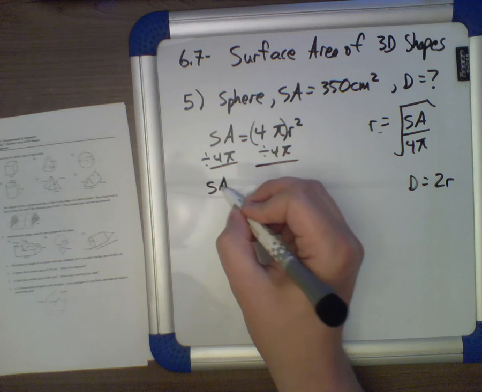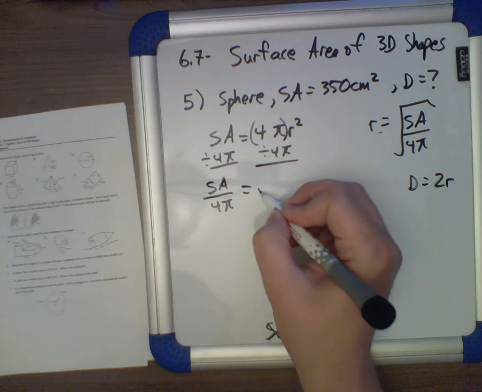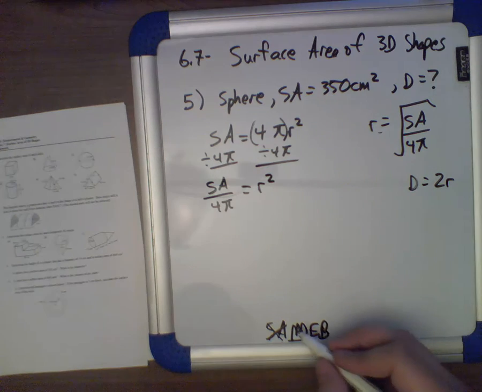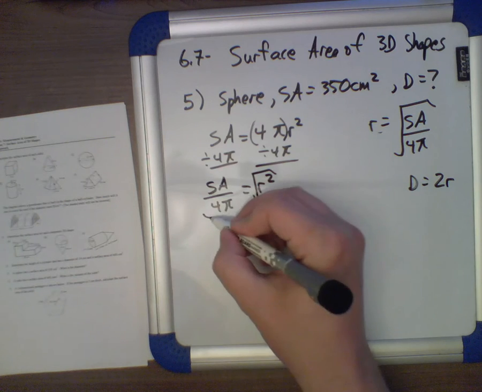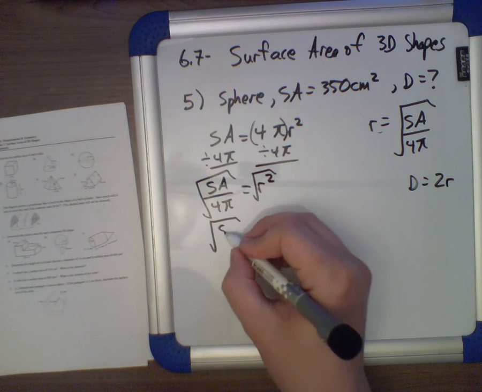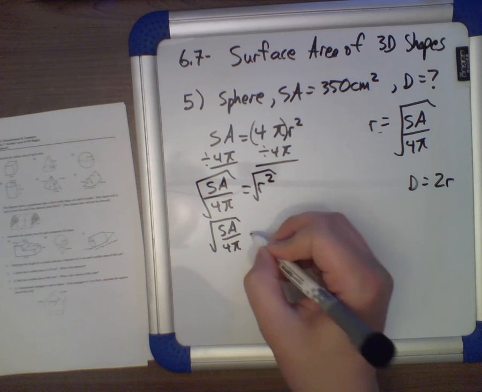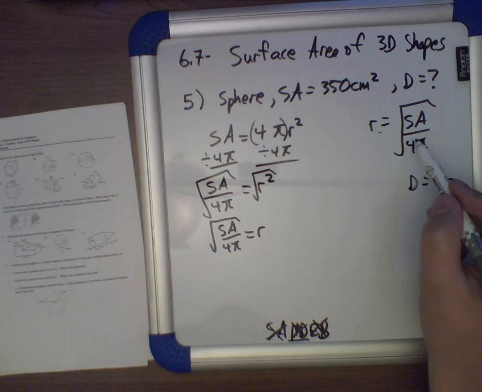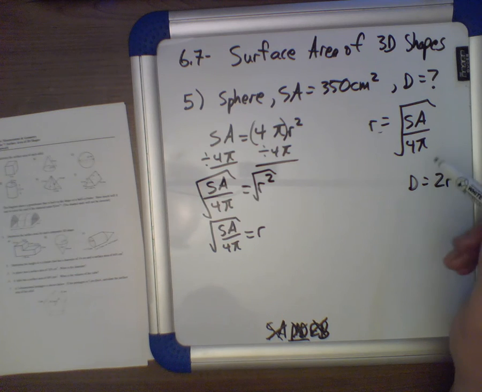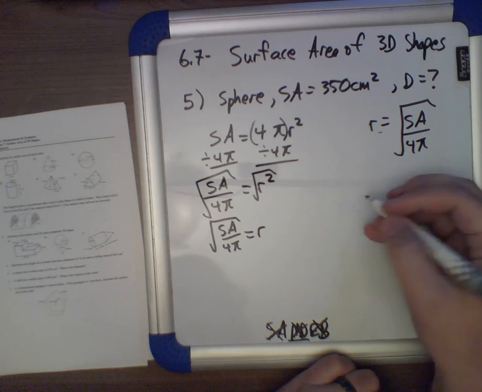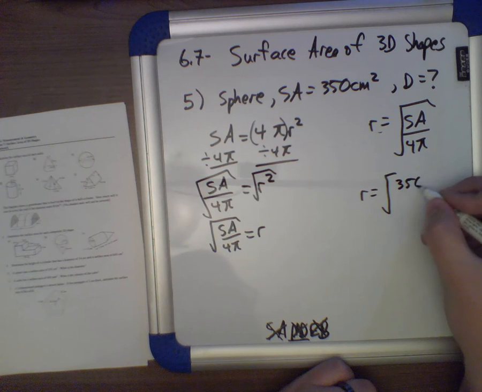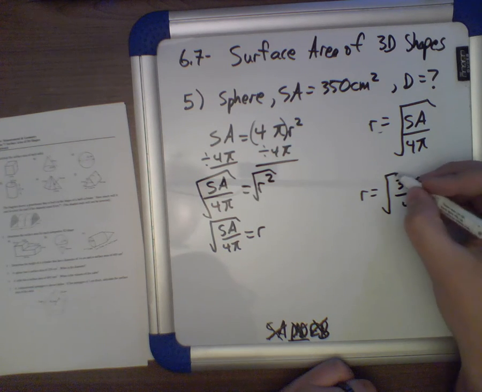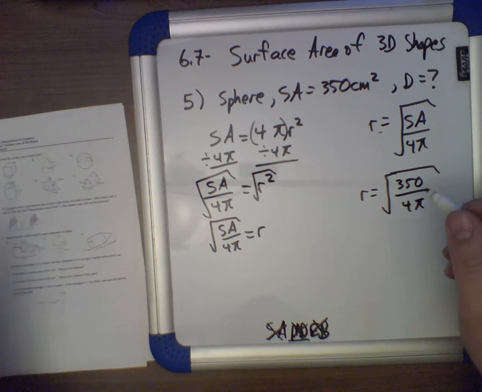So I'm going to get surface area divided by 4 pi equals r squared. And I have to deal with my exponent now. We're going to take the square root to undo the squared. And we're going to find that the square root of the surface area divided by 4 pi is equal to the radius, and that's where we got our equation from. So let's go ahead and use this equation and plug in our values. I'm going to find my radius equals the square root of surface area, which is given in the question as 350, divided by 4 pi. There are no variables. We just need to do our calculation now.